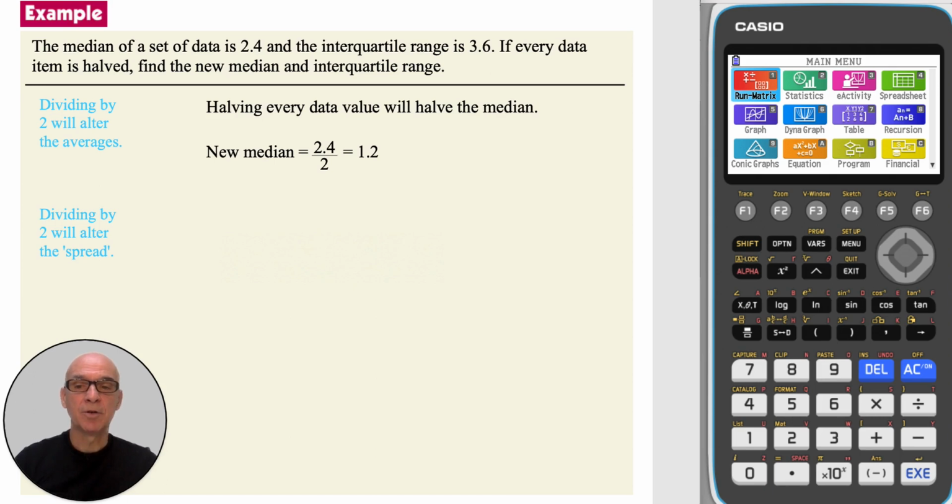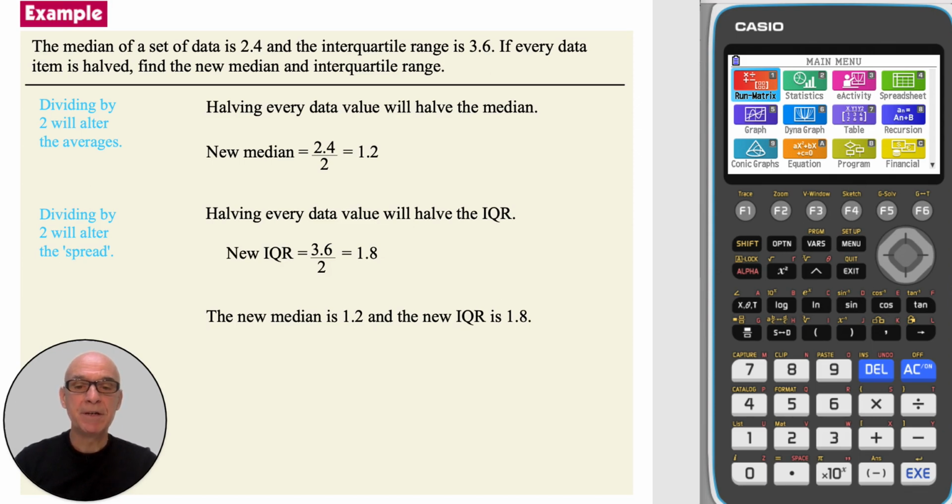Halving, or dividing by 2, will also alter the spread. So halving every data value will halve the interquartile range. So the new interquartile range is 1.8, as shown. So the new median is 1.2 and the new interquartile range is 1.8.